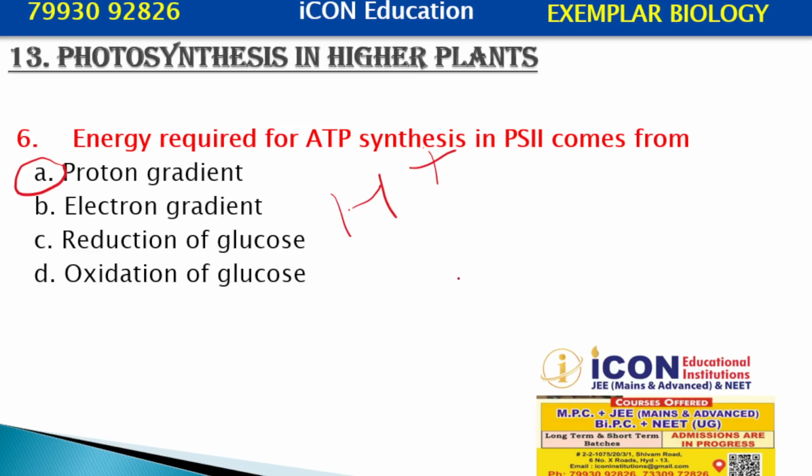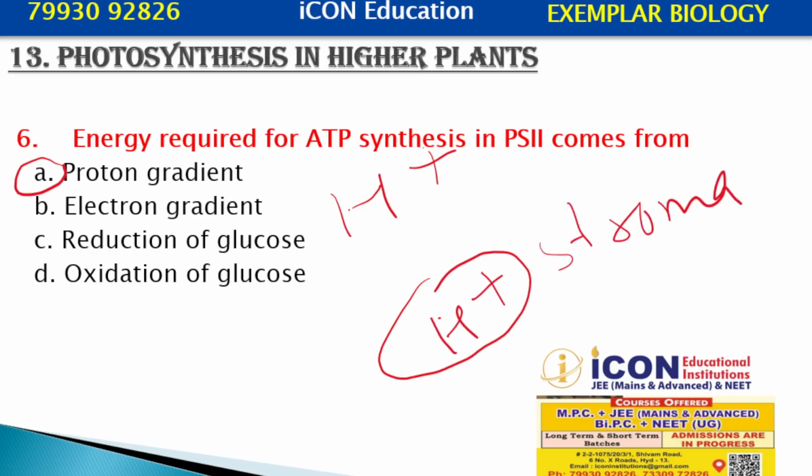In the lumen, the H plus concentration is more when compared to the stroma. This gradient is established by the light driven reaction, including the photolysis of water and electron transport through the cytochrome b6f complex, driving ATP synthase. So the energy required for ATP synthesis in PS2 comes from the proton gradient.